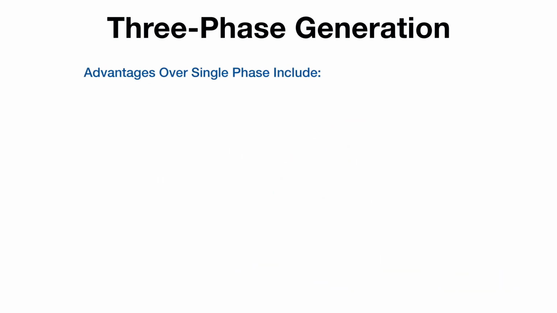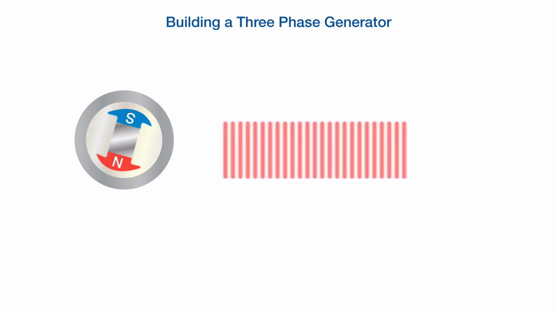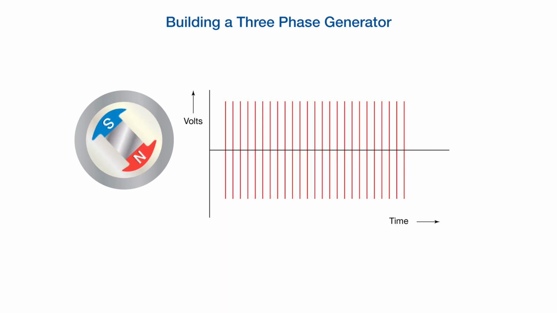Advantages over single-phase include more compact size, greater efficiency, and the ability to manage greater loads. As indicated, a single-phase brushless generator with a rotating magnetic field has one set of coils wound into the stator. A three-phase generator is made possible by winding three sets of coils into the stator.